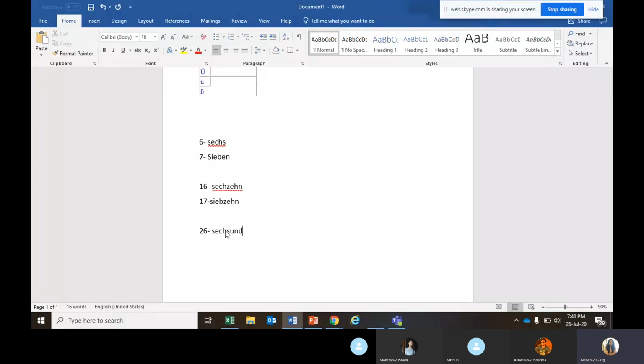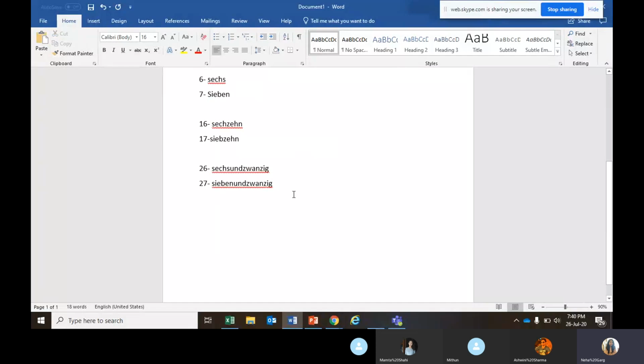Sechs und 20. Because we have und here in between, we are using 6 as a complete 6 as we have written here. Similarly, for 27, what would we be using? 7 und 20. Right?